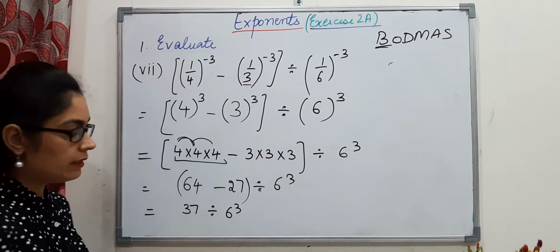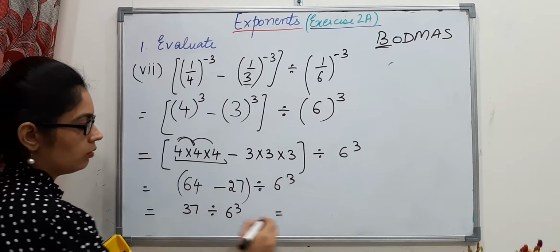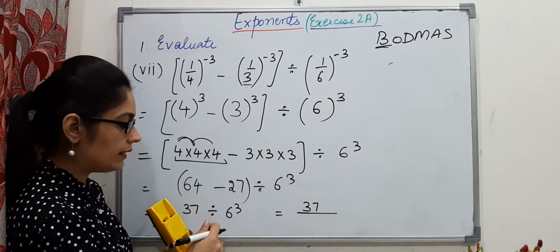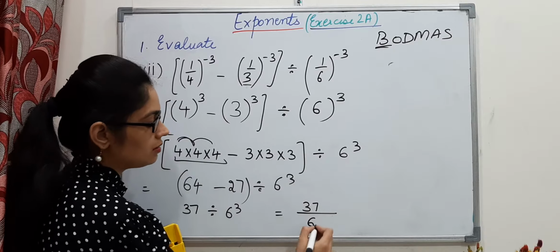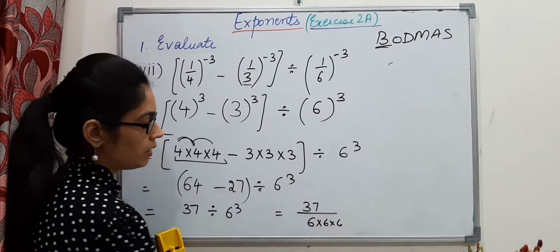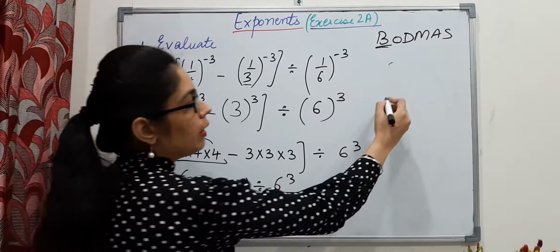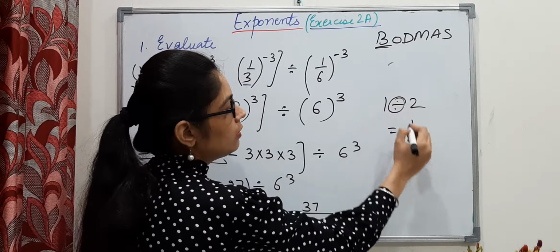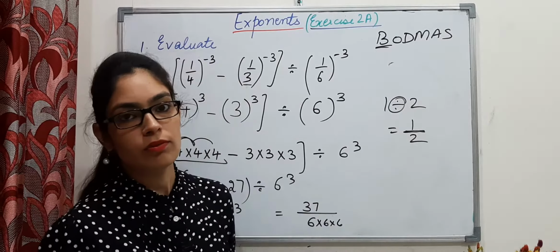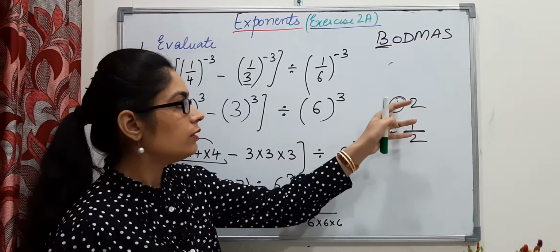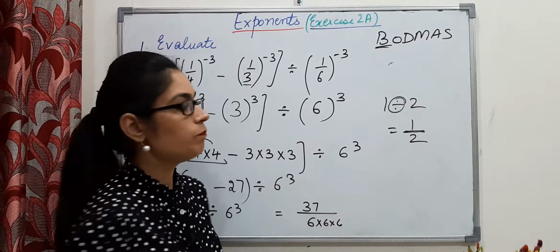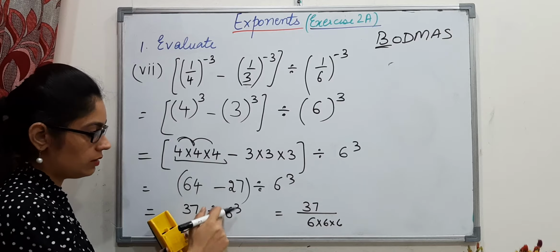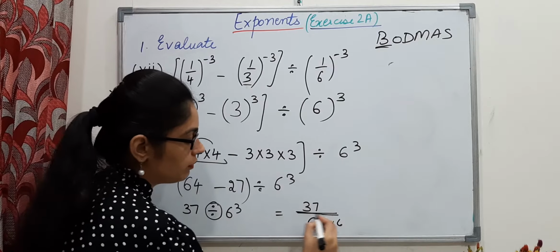See this division sign, what can we do? We can write it in this way. This is also division only. So instead of writing this sign, we can write this. And 6 to the power 3 here, we can write in this way. See what we have done. Whenever 1 divided by 2 is there, we can simply write it as 1 by 2. This division sign, we can replace it by the sign of a fraction. Same thing, this is also division, this is also division. So I have just changed this division sign to the sign of a fraction.